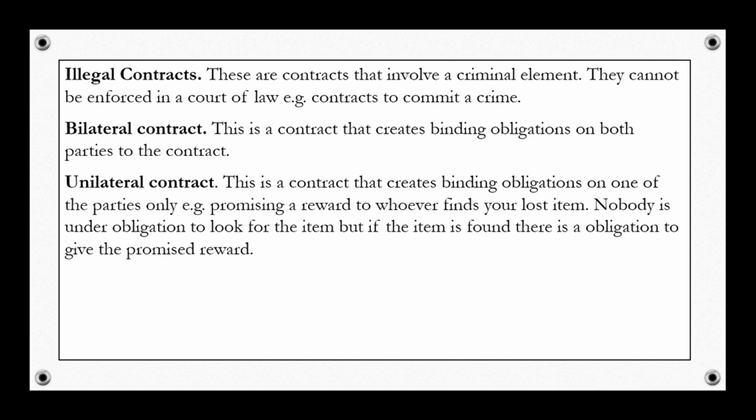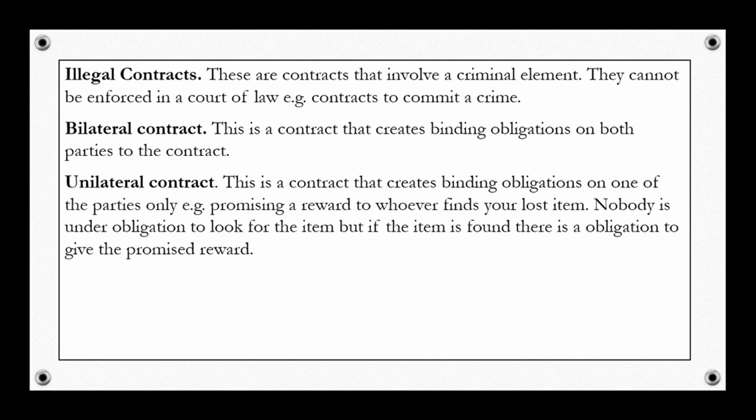The last one is the unilateral contract. So this is a contract that creates binding obligations on one of the parties only. So for bilateral, it creates binding obligations on two parties. The unilateral creates binding obligations on only one party.